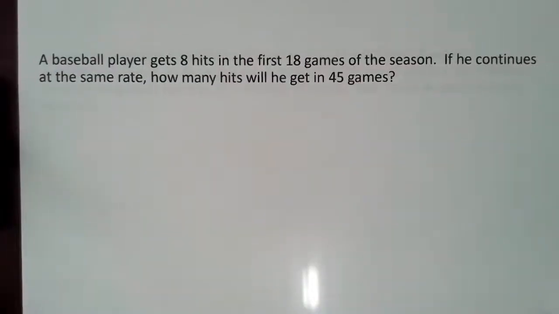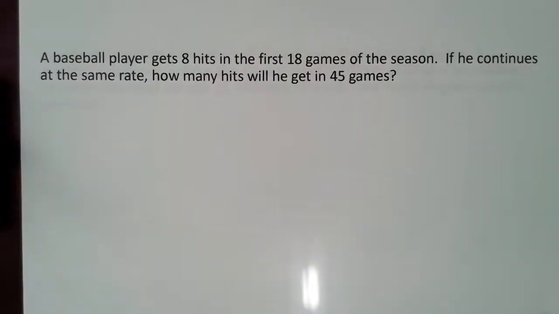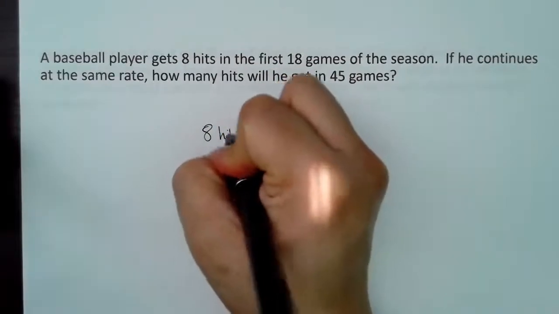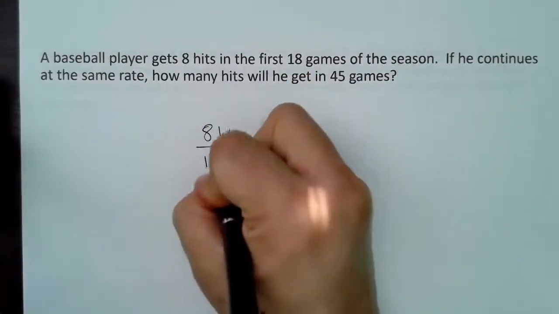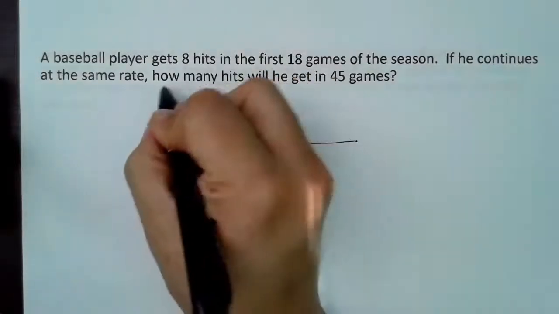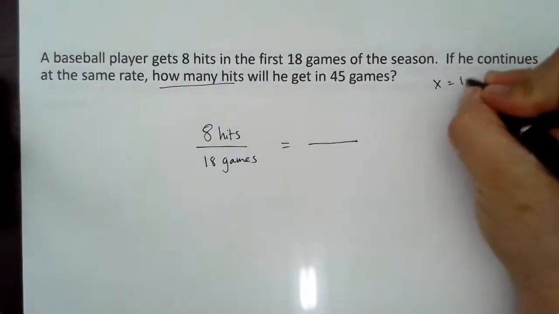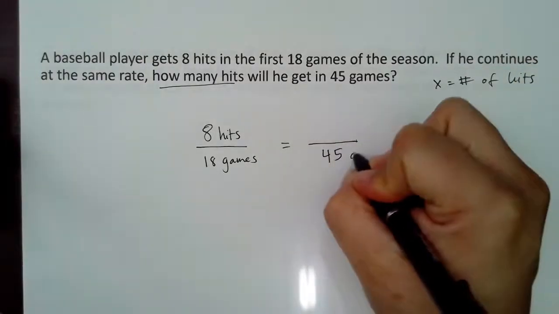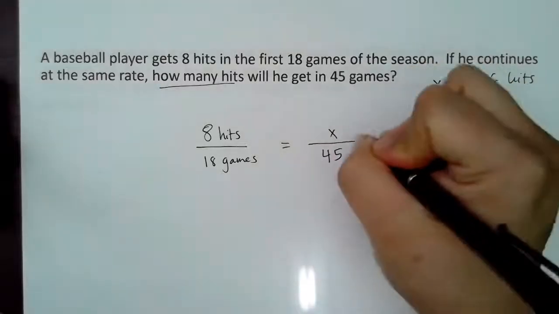Okie dokie, let's do another one. A baseball player gets 8 hits in the first 18 games of the season. If he continues at the same rate, how many hits will he get in 45 games? So 8 hits for 18 games. The question says how many hits, so x equals number of hits in 45 games. So 45 games, x hits.